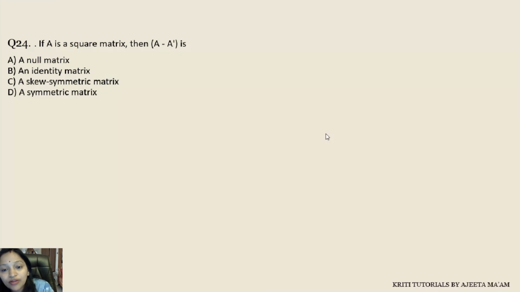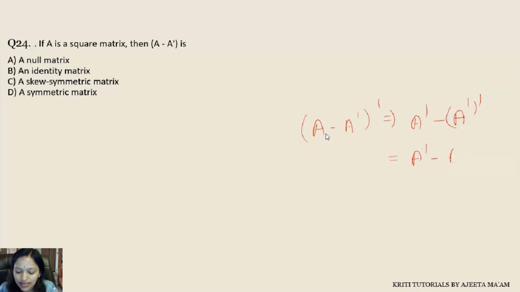If A is a square matrix, then A minus A transpose is: null matrix, identity matrix, symmetric, skew symmetric. Whenever it is symmetric and skew symmetric, what did I tell you? I told you that you have to find the transpose. Correct? We check the transpose: A transpose minus the transpose of the transpose. So what will you get? A transpose minus A, which is nothing but minus of the original, so it is a skew symmetric matrix. If a matrix equals the negation of its transpose, then it is skew symmetric.